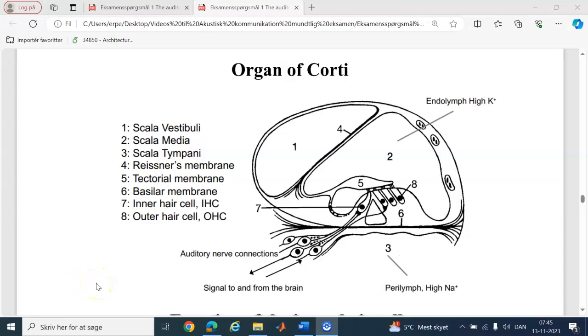The auditory system, part 2: the organ of Corti. This is an important part of the inner ear.